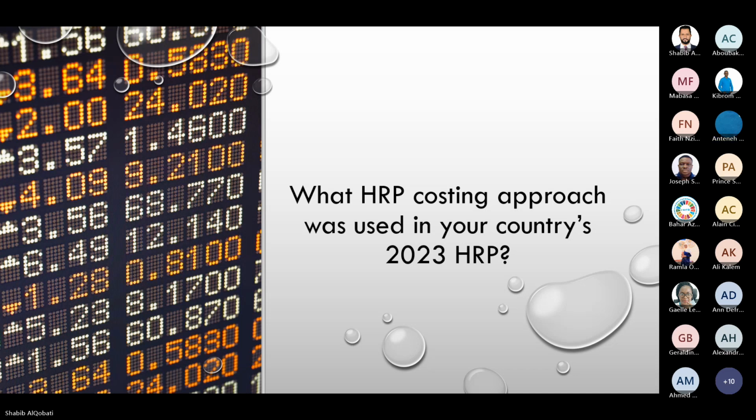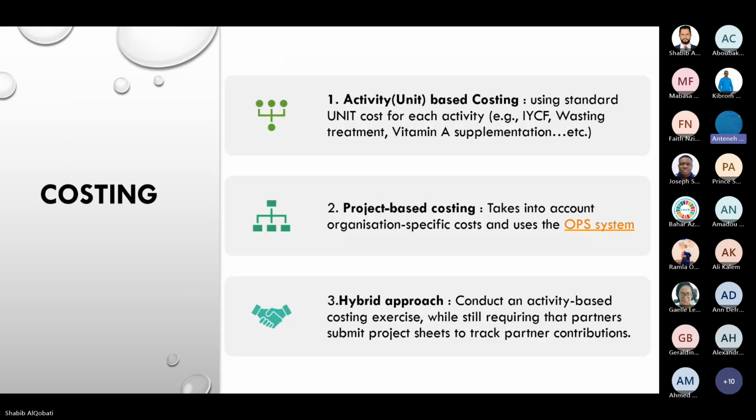Did you just calculate your financial requirement by your sector? How did you do that? Very quick response. Can you put your response in the chat box? What HRP costing approach was applied? Okay, I see John mentioned activity-based costing. Okay, so maybe we can go to the next slide and see what options are usually applied.